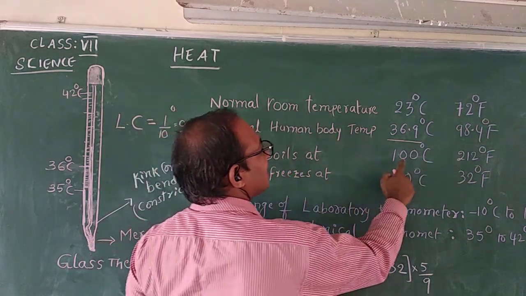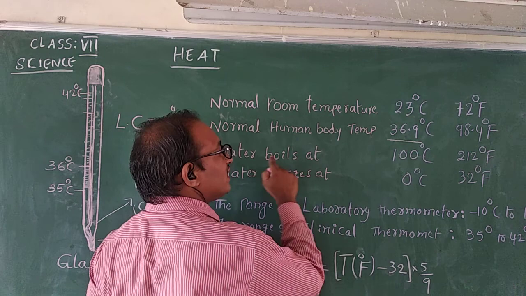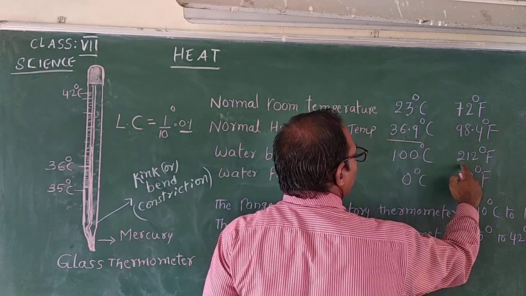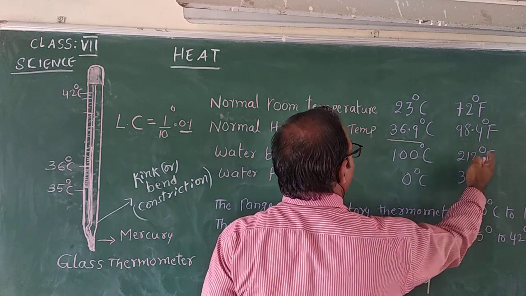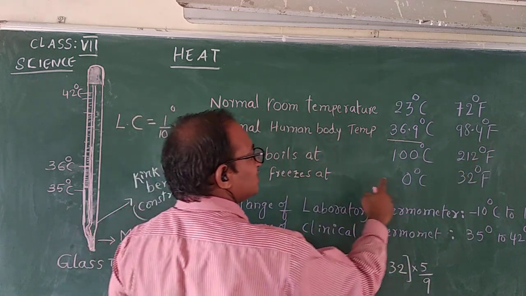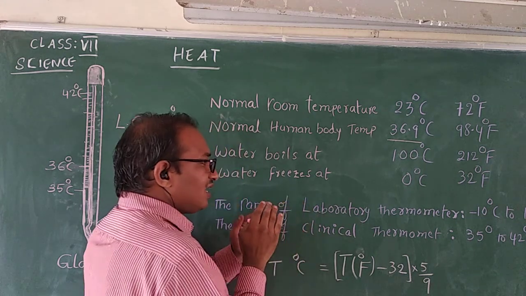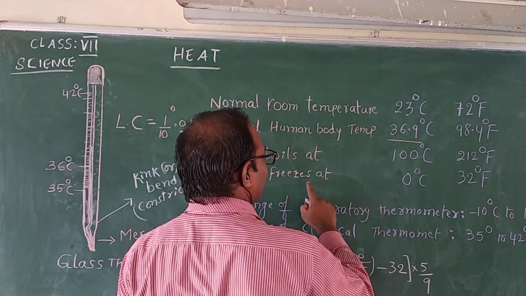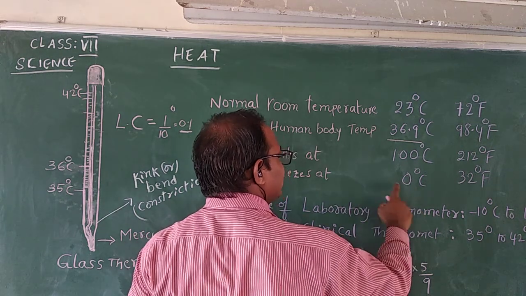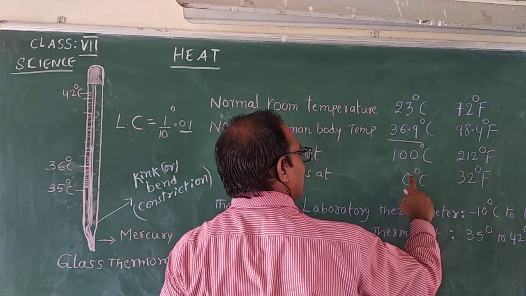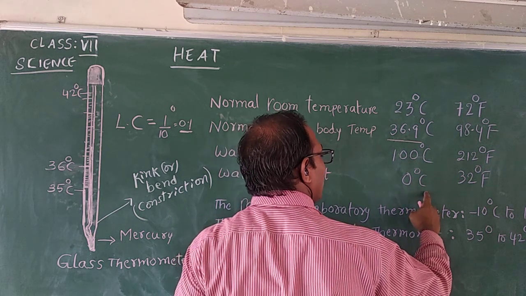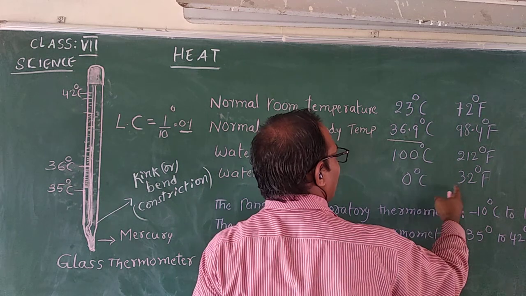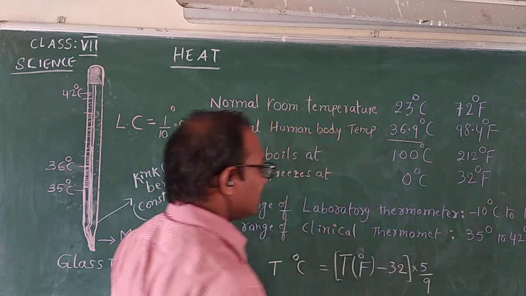Water boils at 100 degrees Celsius. The boiling point of water is 100 degrees Celsius, or 212 degrees Fahrenheit. And water freezes at 0 degrees Celsius. Means if the temperature of the water becomes 0, that is called the freezing point. Water at 0 degrees Celsius becomes solid ice. So the freezing point of water is 0 degrees Celsius, or 32 degrees Fahrenheit.